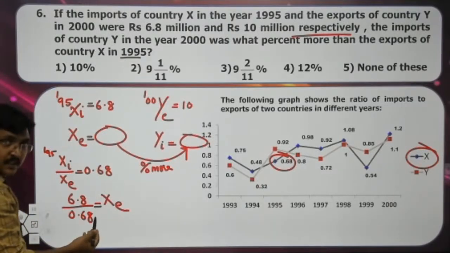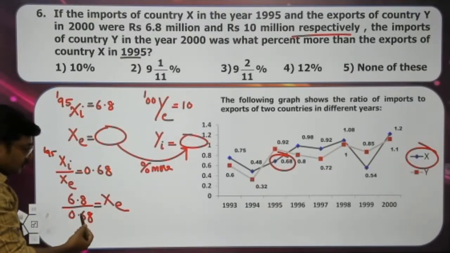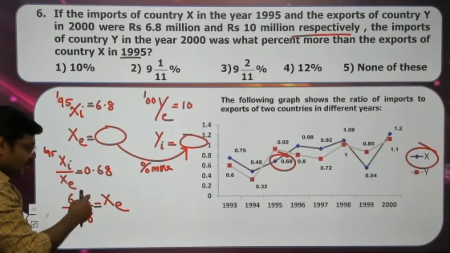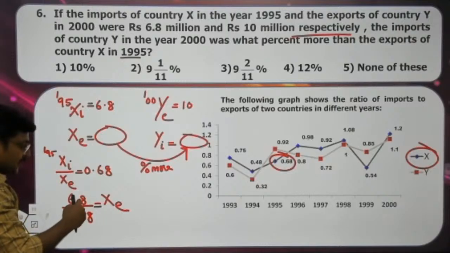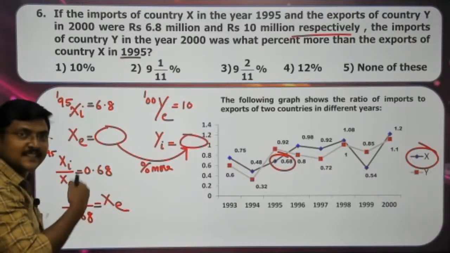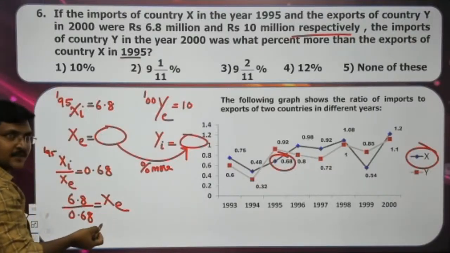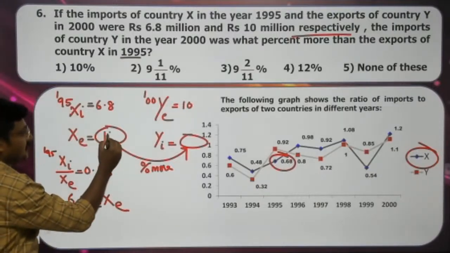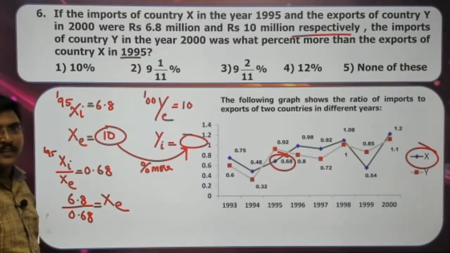So to solve it, I am removing the decimal. To remove the decimal, I am multiplying it with 100, then it becomes 68. On multiplying the numerator, it becomes 680. So 680 divided by 68, that is 10 times, because 68 times 10 is 680. So we can say that this is 10. So we got the export of country X.